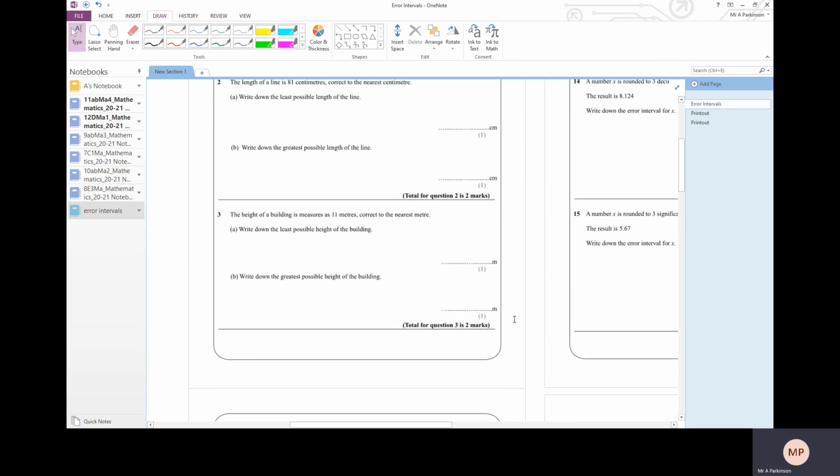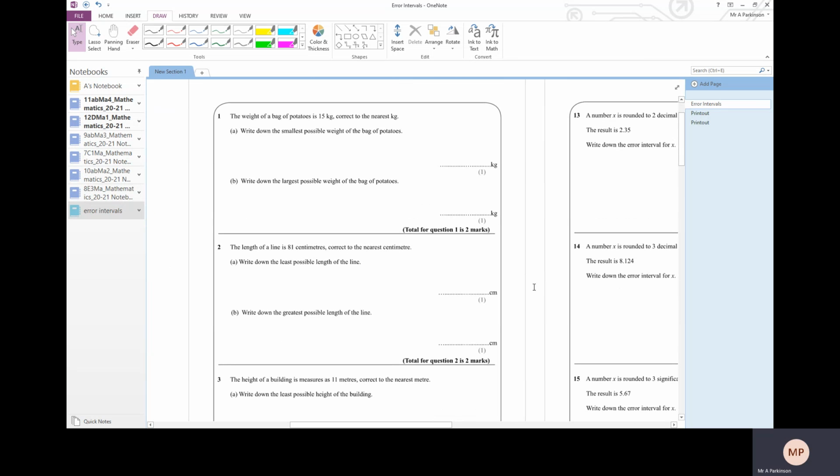So here's some exam questions I prepared earlier. It says the weight of a bag of potatoes is 15 kilograms to the nearest kilogram. So that means we write 15, go up and down by 1 kilogram because it says to the nearest kilogram. Find the middle value.